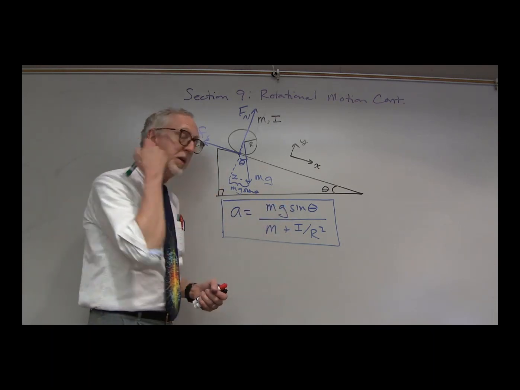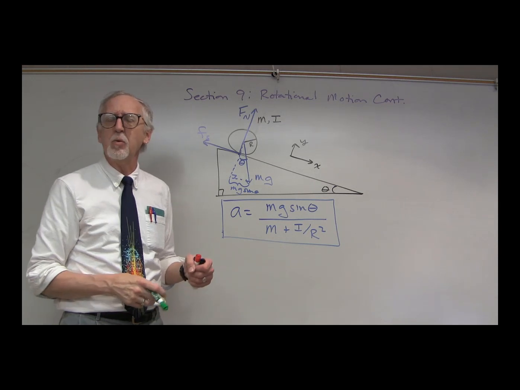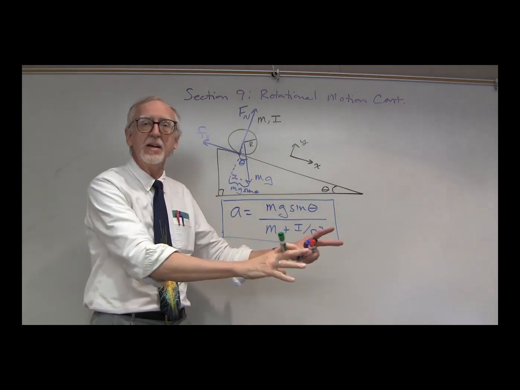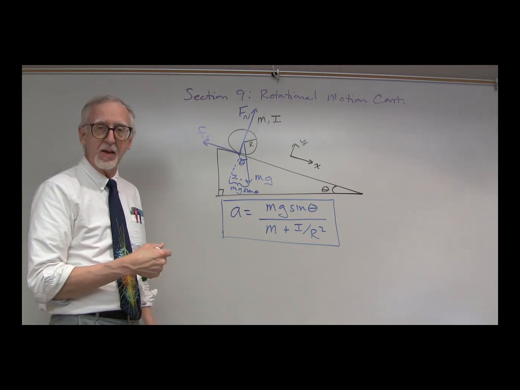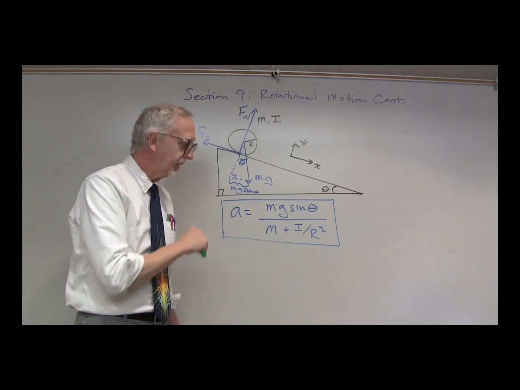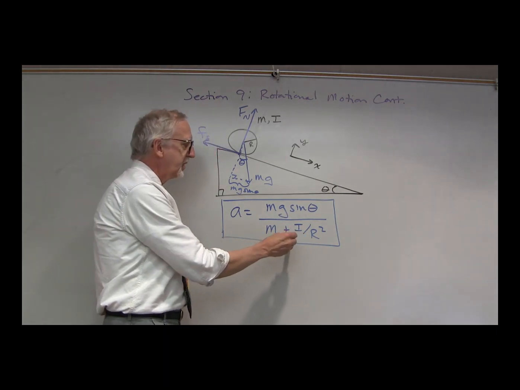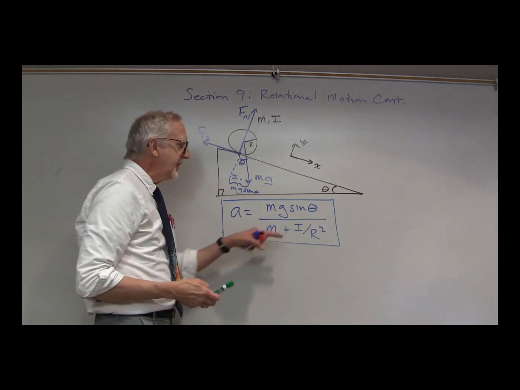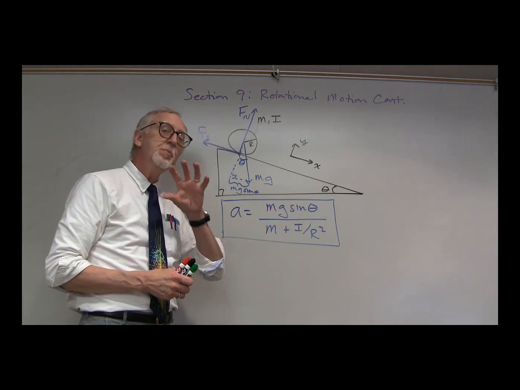mg sine theta, we know that that is the force acting down the incline. We've seen that when we were looking at blocks sliding down frictionless surfaces. The force down the incline was mg sine theta, the component of gravity down the incline. We take that and we're dividing by m plus I over r squared. This is basically the inertia that something has to being moved.